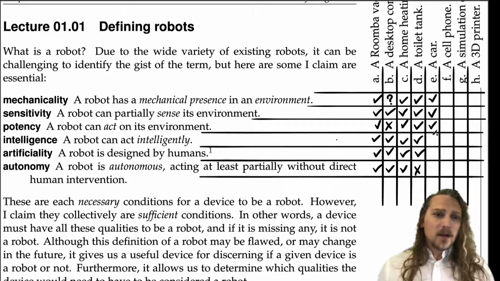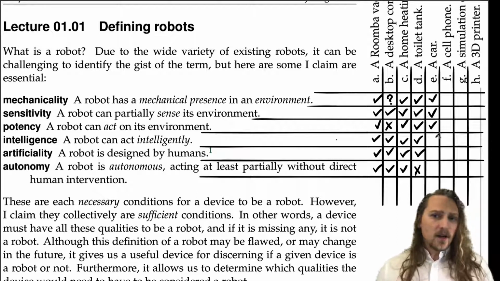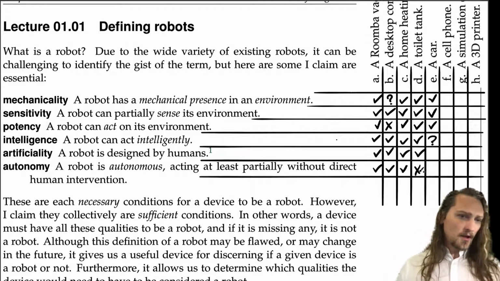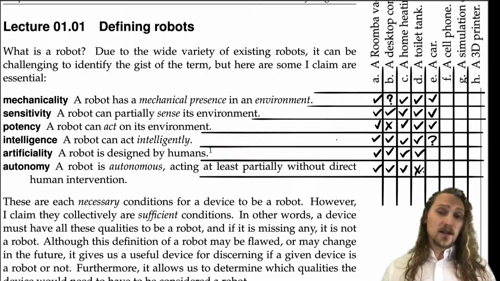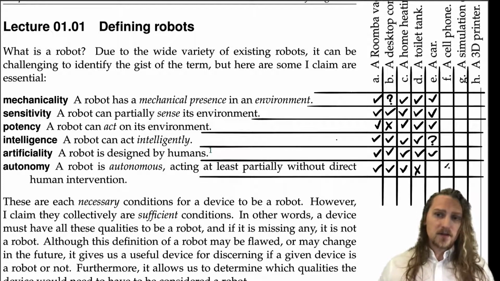It doesn't do a lot. If you have the cruise control feature, for instance, that would be a sort of intelligent act. This one sort of depends on the car. If it's an older car, probably no. If it's a newer car, potentially, yes. So especially if it's autonomous, if it's a self-driving car. Artificiality, as designed by humans, does check that one.